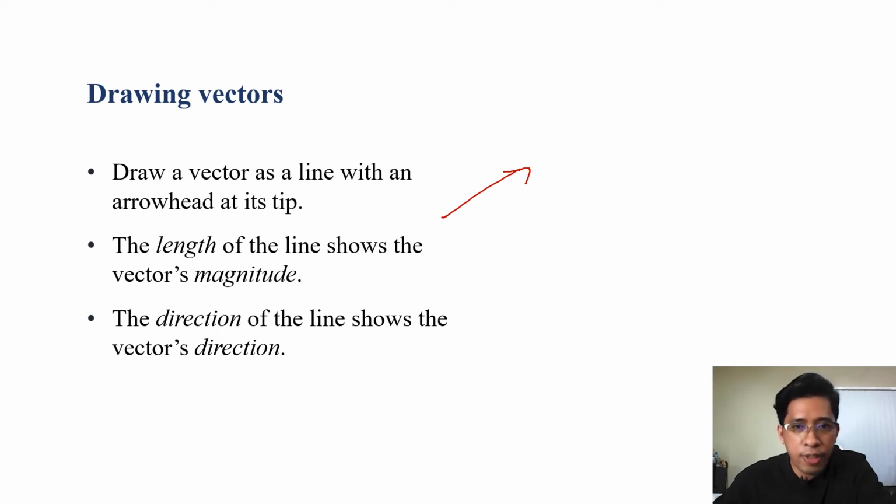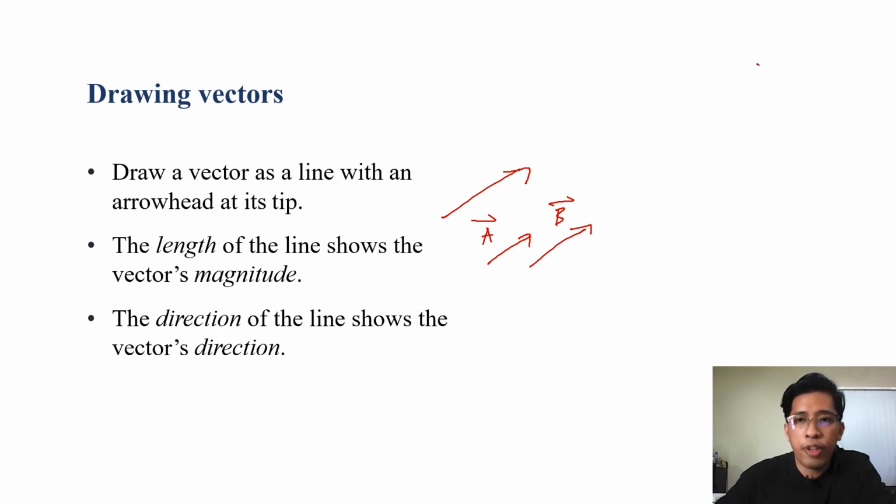If I have these two vectors here, this is your vector A, and then I have another vector, vector B. Looking at these two vectors, we can say that vector B has a greater magnitude than vector A. By simply looking at the drawings, the length of vector B is longer than vector A. The direction of the line also shows the vector's direction.